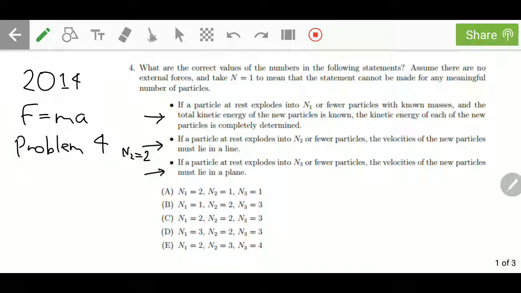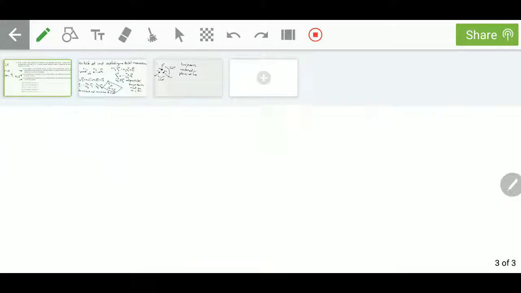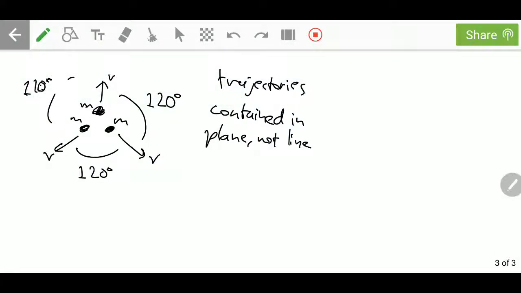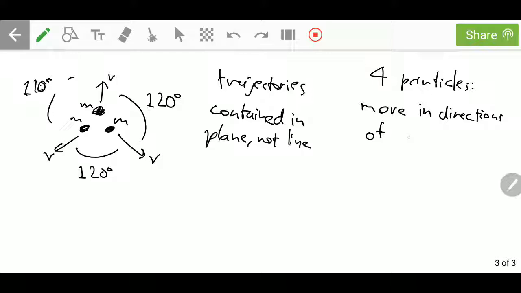Now, we've already made progress on answering the third scenario, because we just showed that if it's 3 or fewer particles, they must lie on a plane. But how about 4 particles? Well, we can do the same thing as a symmetrical configuration, but we can instead have the particles move in the directions of a regular tetrahedron from the center.